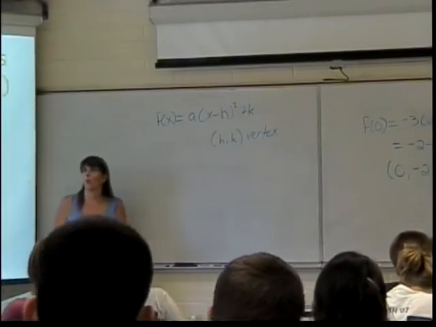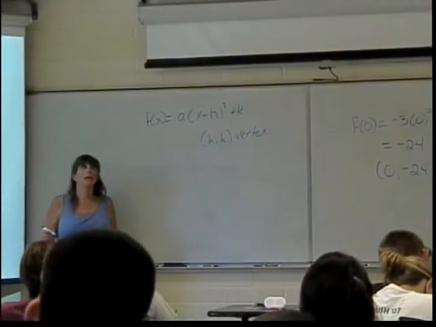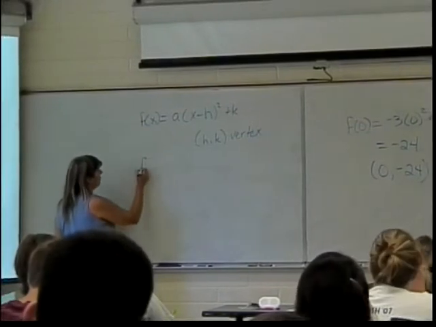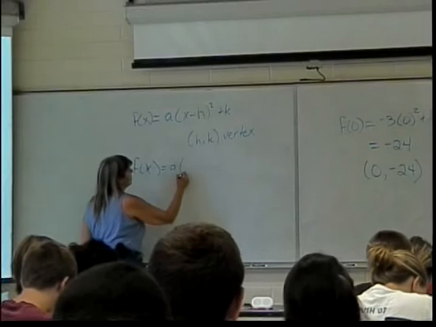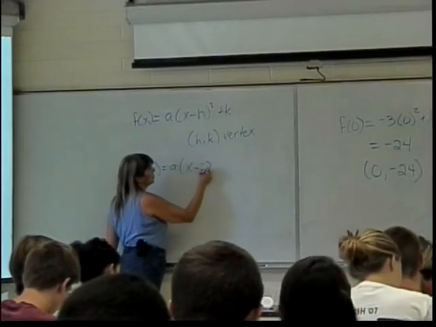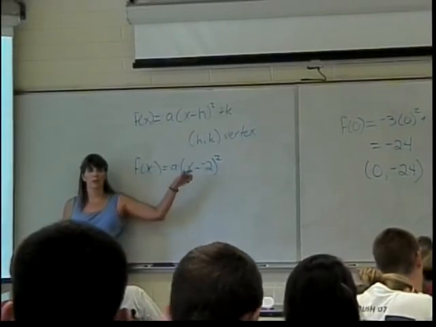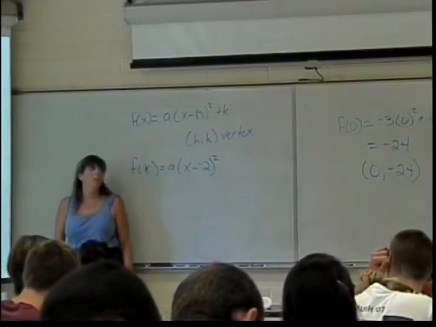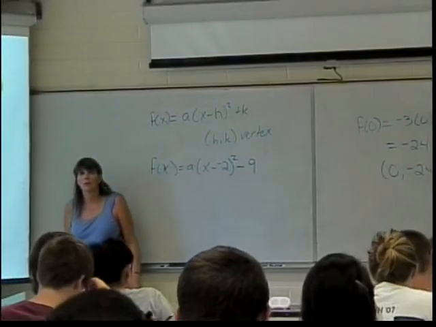Okay, what do I plug in where? Plug -2 in for h, so I'll have f of x equals a times x minus -2 squared. That'll be a plus in a minute, because minus the negative is a positive. Minus 9. Okay, so far so good.